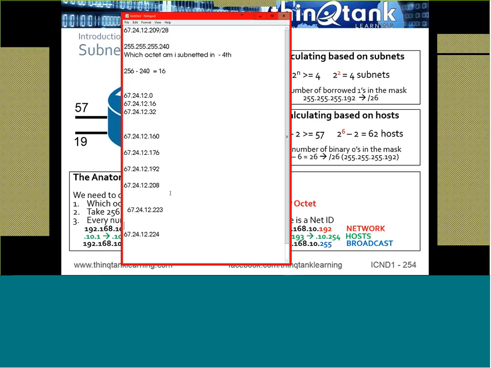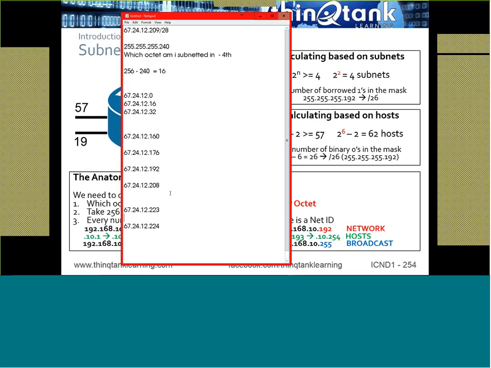What is the broadcast address for that host's network? 67.24.12.223. Do you guys understand why it's 223? Because the next network is 224. And by definition, the broadcast address is always the last address in the subnet.